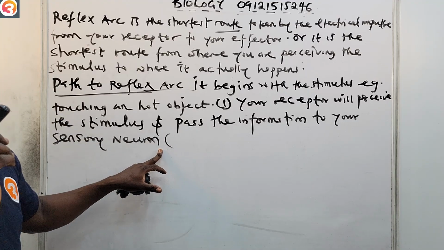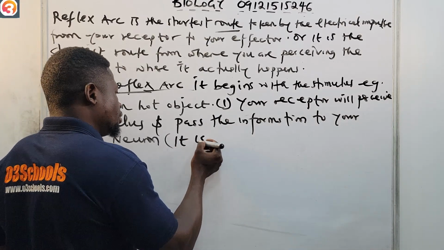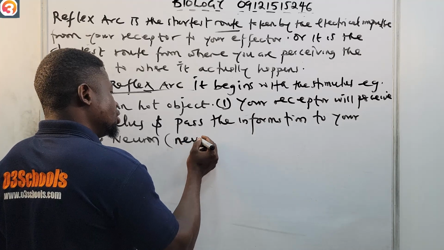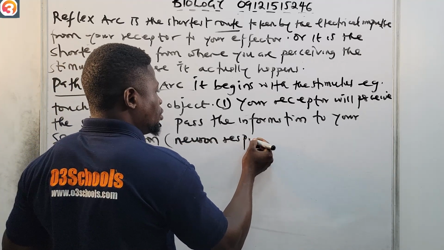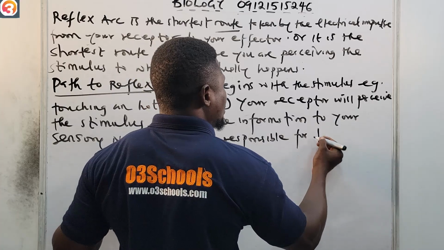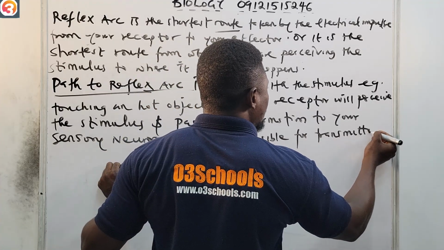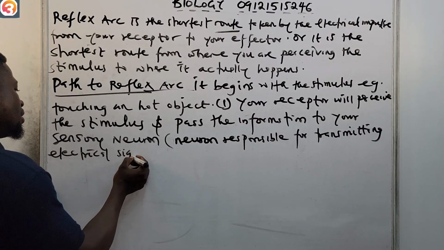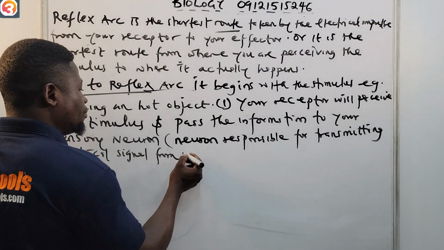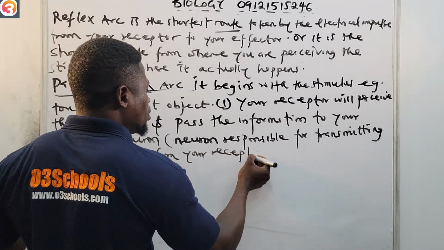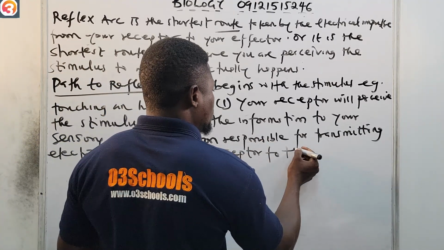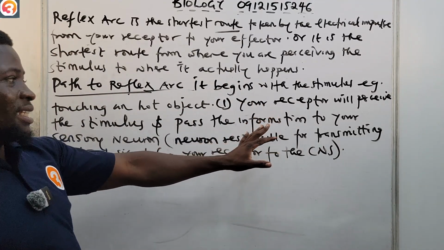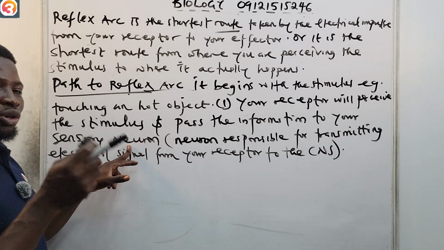To the central nervous what system? So it is what? The neuron. It is the neuron. Okay, let me just say the neuron responsible. Sensory neuron is the neuron responsible for transmitting electrical signal from your receptor to the central nervous system. Okay, so the receptor will perceive the stimulus and pass the information to your sensory neuron.